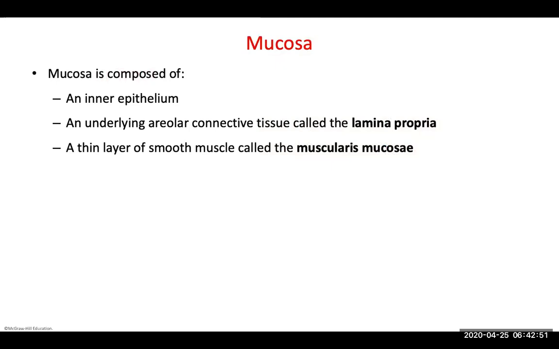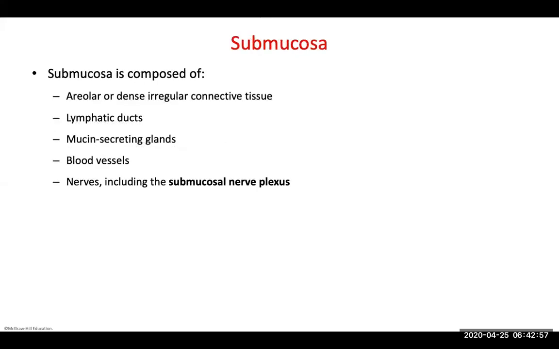So here's just some definitions of the mucosa. It's the inner epithelial layer. The submucosa is composed of dense irregular or loose areolar connective tissue. That's where we'll see lymphatic ducts, glands that secrete mucin, blood vessels, and nerves.